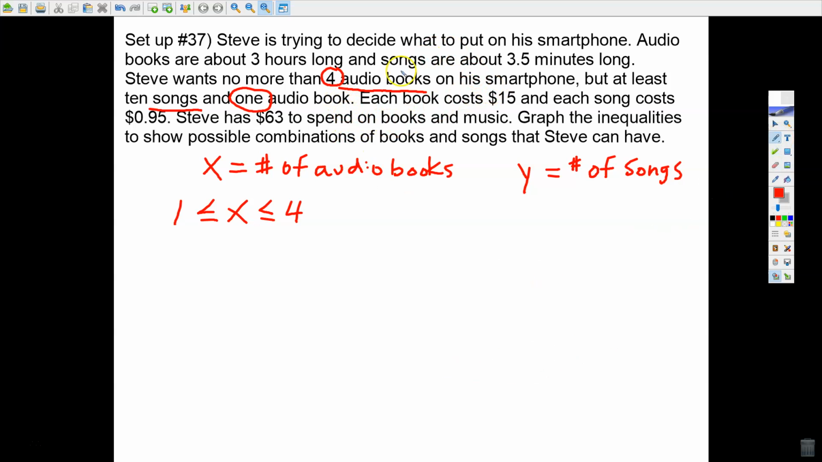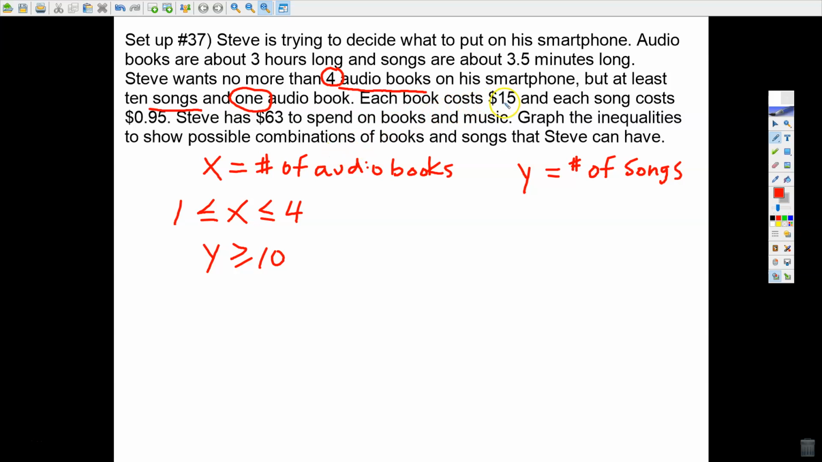Let's see if we can find another one. Steve wants no more than 4 on his smartphone, but at least 10 songs. At least 10 songs. So we need an inequality to represent at least 10, and Y represents the number of songs. So this would be at least 10. Y is greater than or equal to 10.